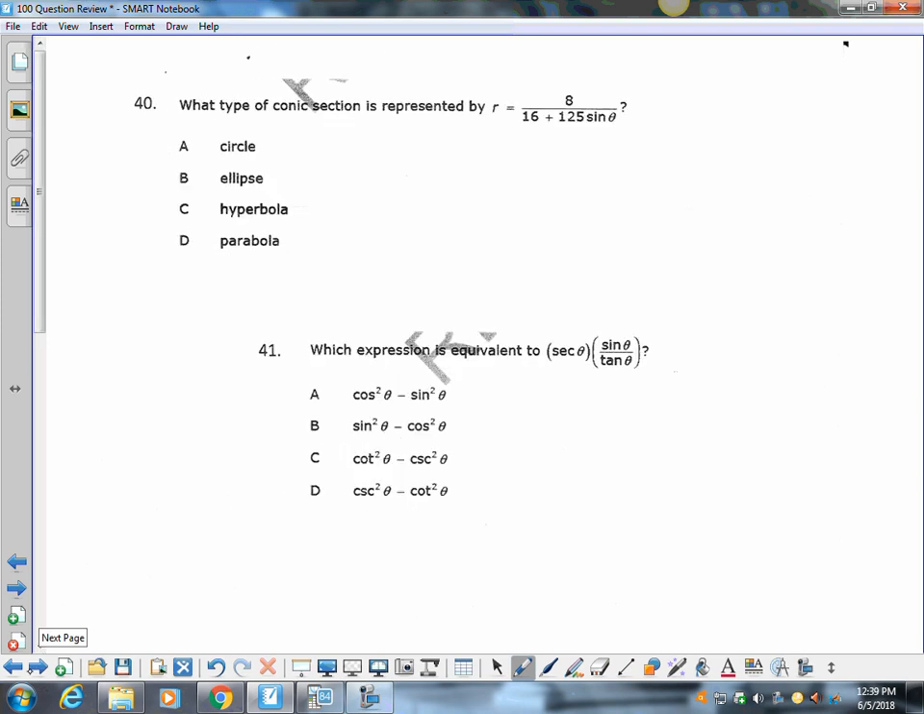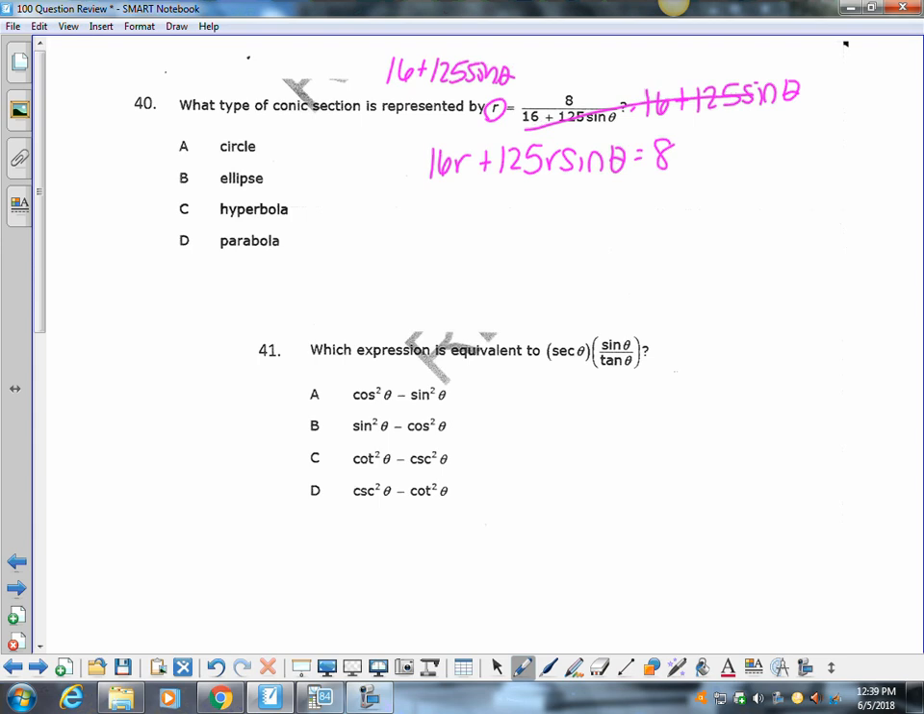Okay, this is a good one, and you're probably going to see something like this on here. Don't guess. You guys know how to do this. I'm going to multiply both sides, and those are going to cancel. And then I'm going to take my R and I'm going to distribute it. Okay. Now, I know that this right here is Y.